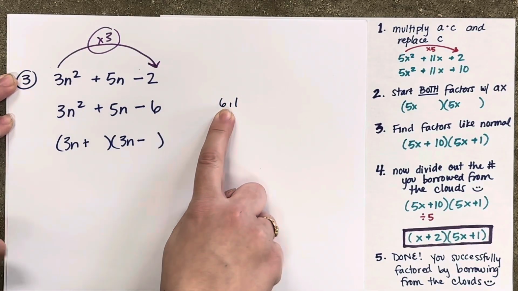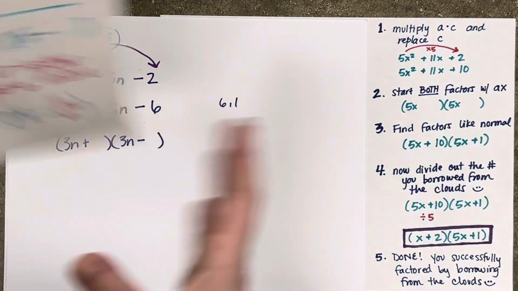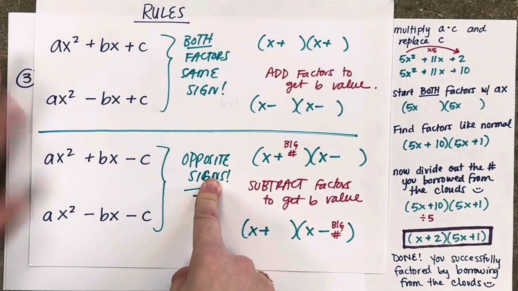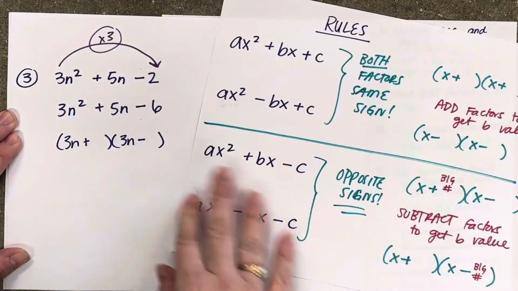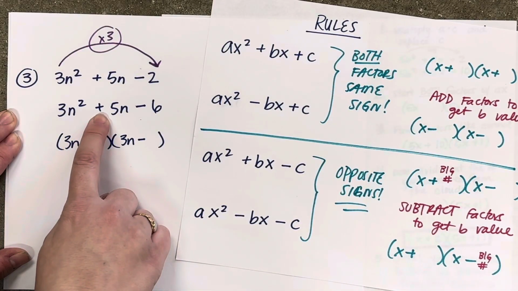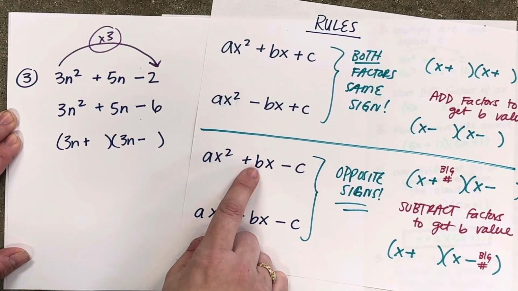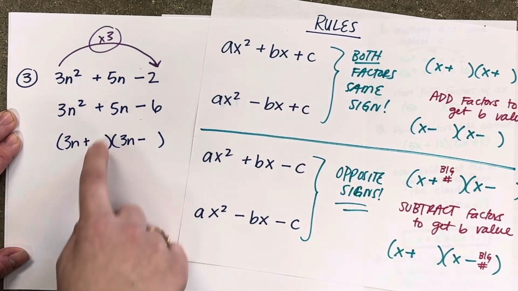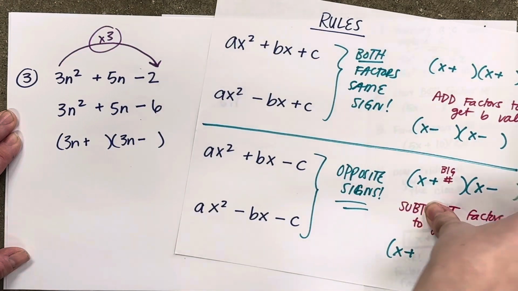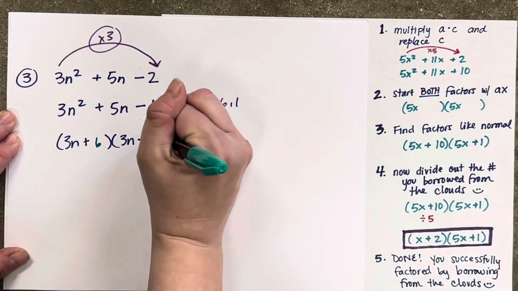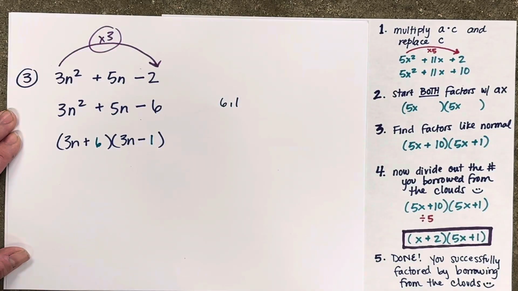I'm going to do it the exact same way. These rules from before, I'm gonna do it the exact same way. If my C is negative, right? And right here, my B is positive. So I need my bigger number, my bigger factor goes with the positive part. So I should have plus 6 minus 1. We're gonna see if this works, okay?